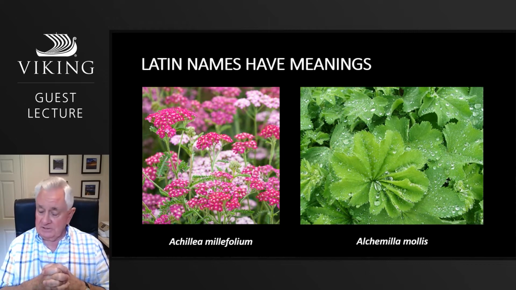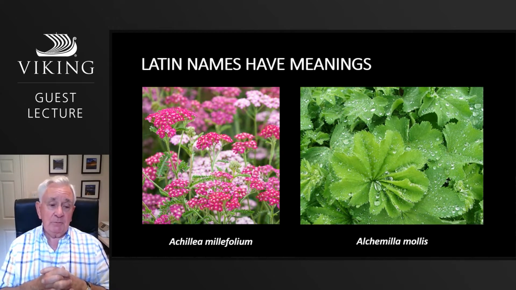Now, plants have Latin names, as we've said, and these are a Latin binomial. The first part is a generic name, the second part a specific name, and they have meanings. For example, the plant on the left, Achillea millefolium. Achillea gets its name from the Greek hero Achilles, because he used this plant during the battles to stop the flow of blood in wounded soldiers. So if you take the plant and you stuff it into a wound, it contains a substance which will clot blood.